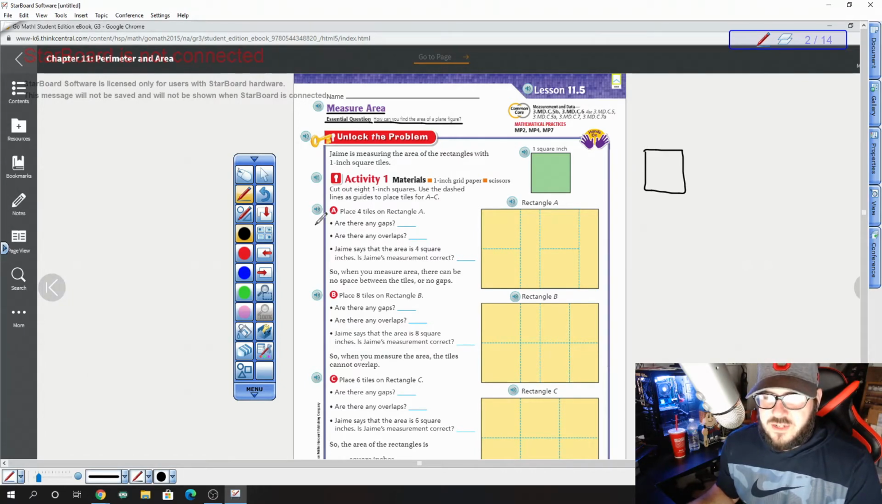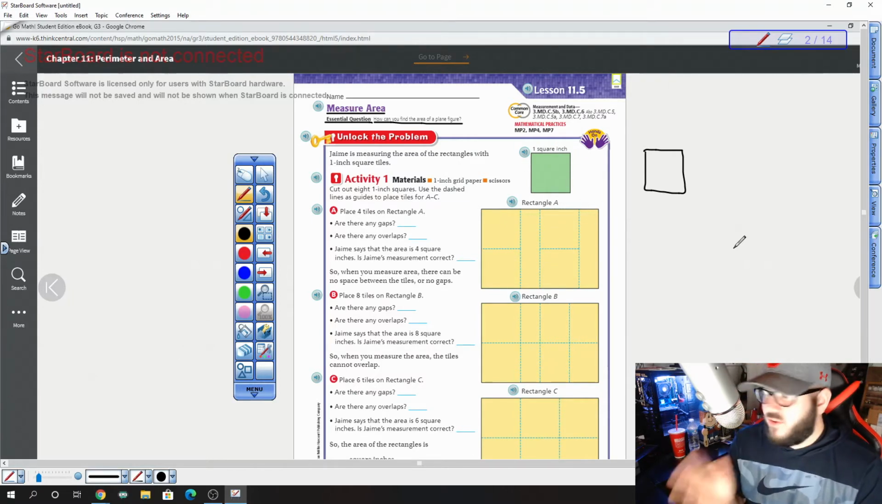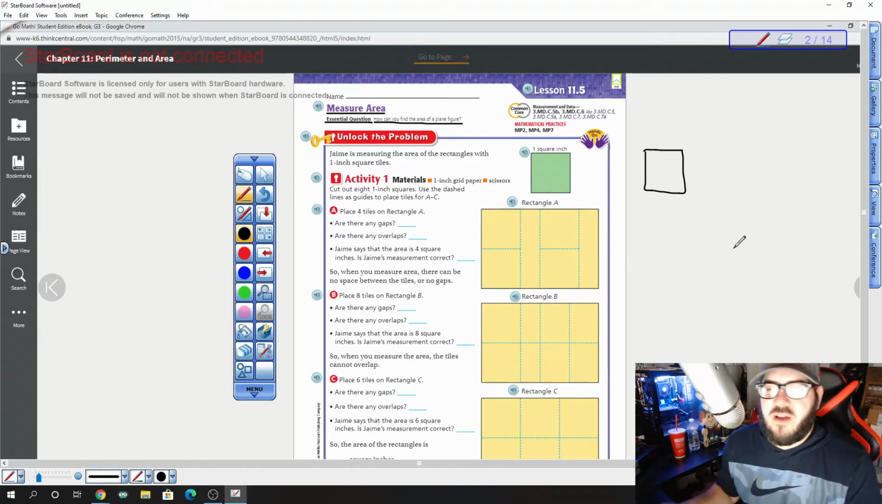What they want us to do for letter A is place 4 tiles on rectangle A. So they want us to place 4 of these on this rectangle. Before I even do that, think to yourself, is that going to work? Is 4 tiles, 4 of these, going to cover this whole rectangle? Let's show you exactly what we mean.